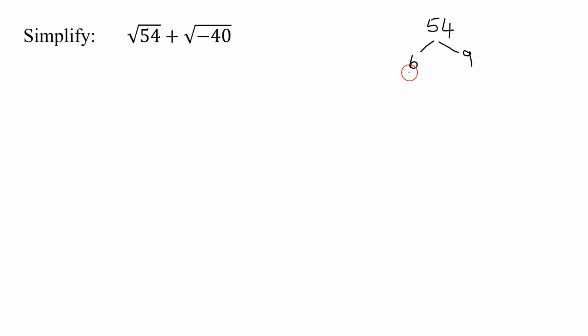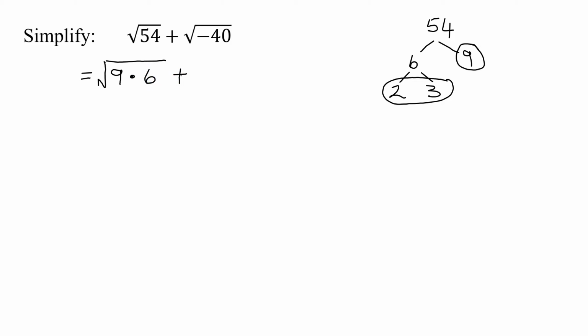6 is not a perfect square, so keep factoring. 6 is 2 times 3. Those are both prime numbers, can't keep going. 9 is a perfect square, so I'm going to leave that alone. So I'm going to write 54 as the product of 9 times 2 times 3, which is 6. So instead of the square root of 54, I'm going to write the square root of 9 times 6.